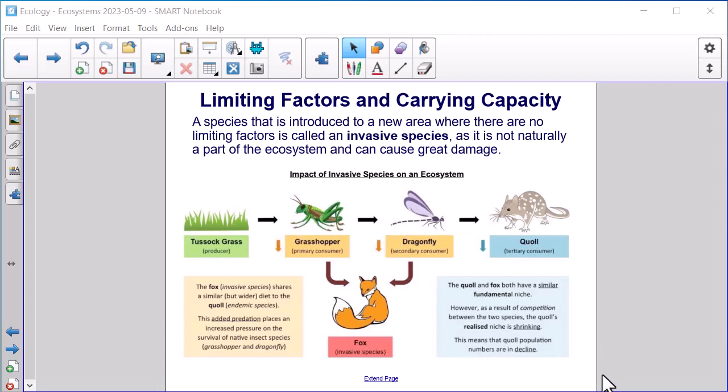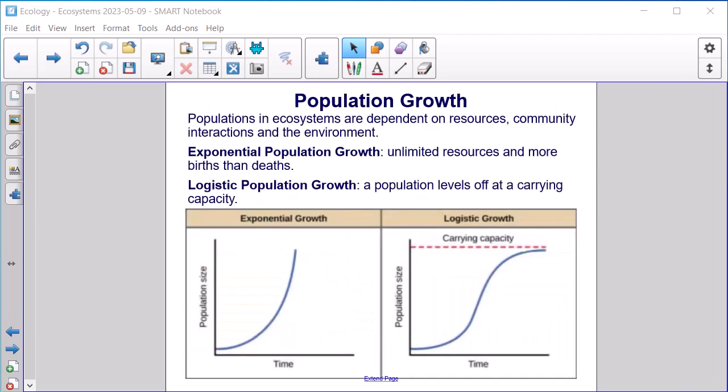The quoll and fox both have a similar niche. However, as a result of competition between the two species, the quoll's realized niche is shrinking. This means the quoll population numbers are in decline. Populations and ecosystems are dependent on resources, community interactions, and the environment. Exponential population growth means that there are unlimited resources and more births than deaths. Logistic population growth is when a population levels off at a carrying capacity.